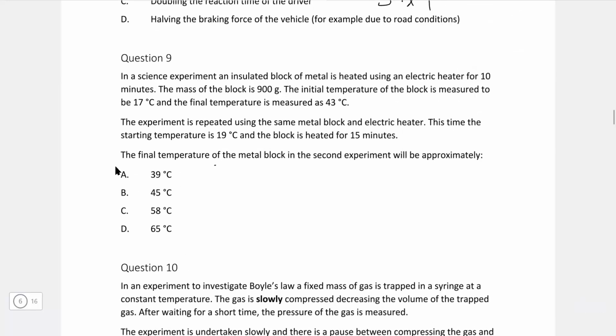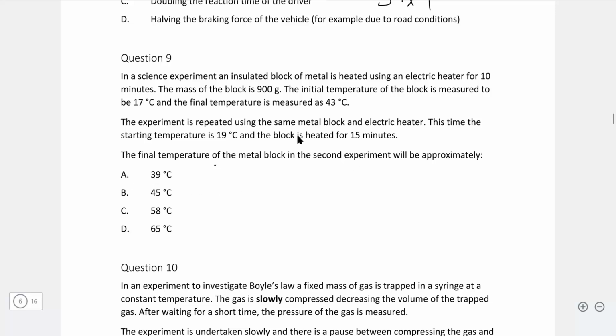Okay, question 9. We have a science experiment. An insulated block of metal is heated using an electric heater for 10 minutes. The mass of the block is 900 grams. The initial temperature of the block is measured to be 17. The final temperature is measured to be 43. The experiment is repeated using the same metal block and electric heater. This time the starting temperature is 19 degrees C and the block is heated for 15 minutes. The final temperature of the metal block in the second experiment will be approximately.